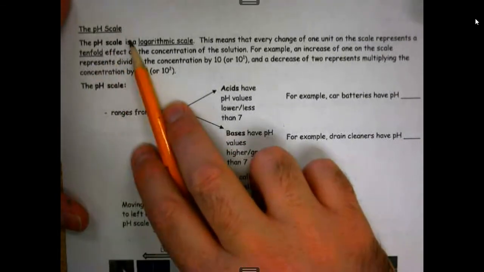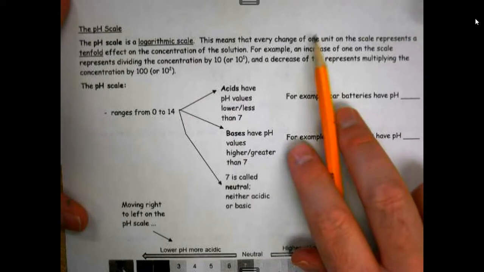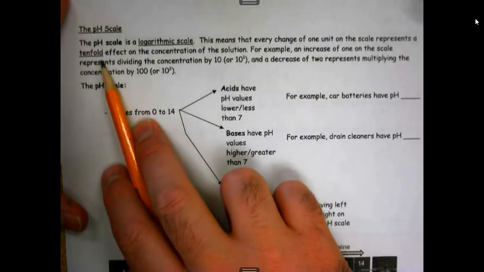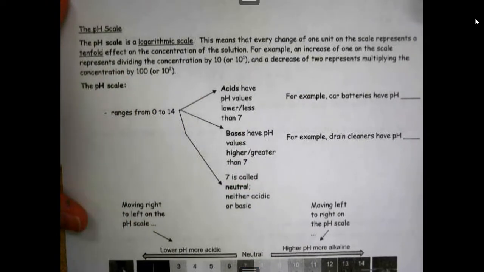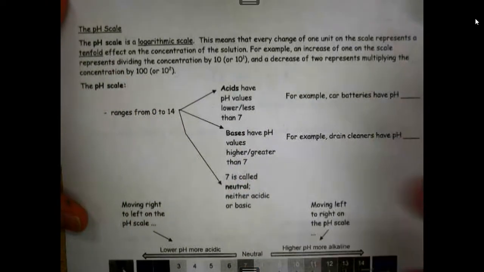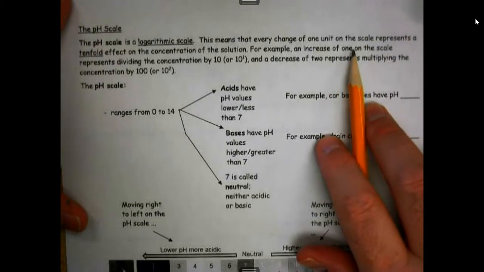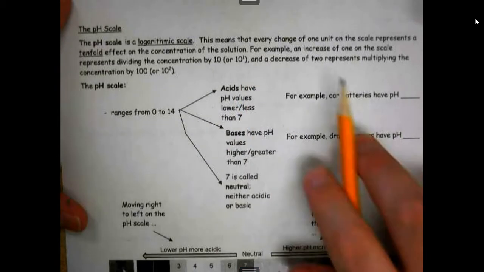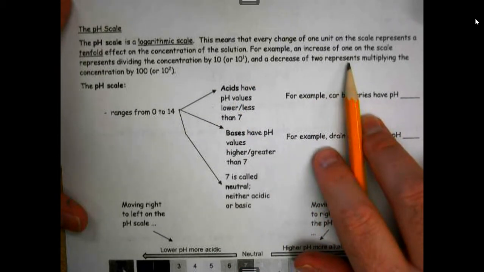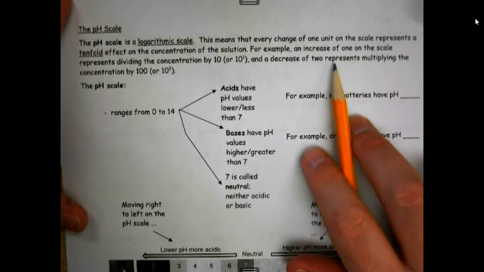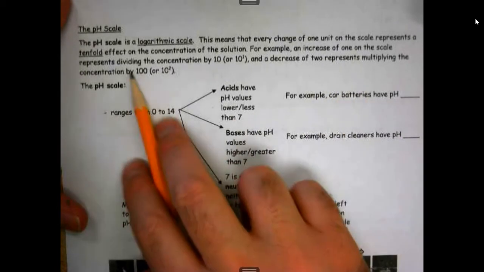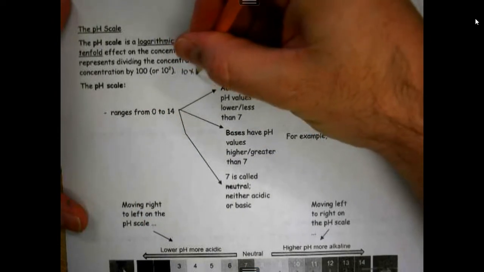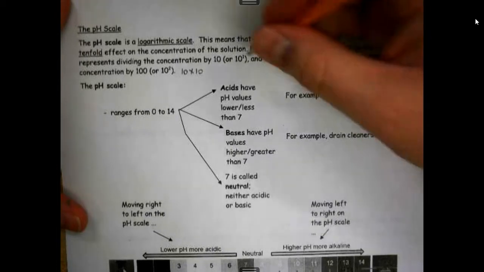All right, so the pH scale is a logarithmic scale, which means that every change of 1 unit on the scale represents exactly a tenfold change in the concentration of the solution. So, for example, an increase of 1 on the scale would be a concentration change by 10, or 10 to the 1, and a change of 2 represents 100. So that would be 10 times 10.